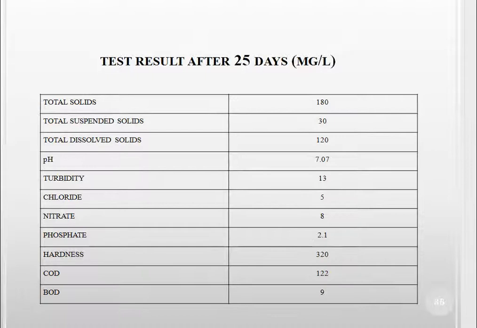This is the final result after 25 days. Compared to the first result, the result was showing so much variation. Each and every content present in the sewage water decreased a lot, and it shows how good the treatment efficiency was by the root zone treatment method.